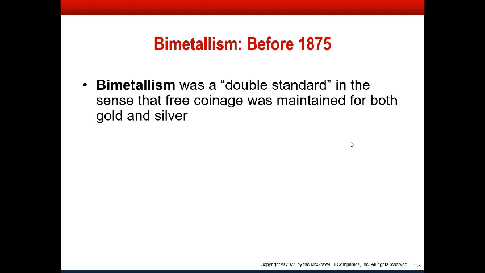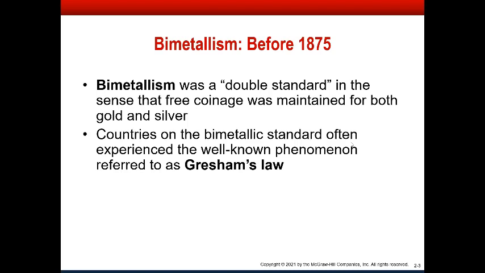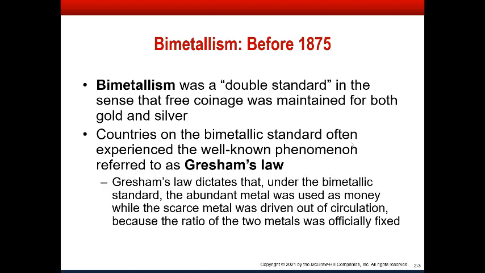Now there's a problem with bimetallism, and it's known as Gresham's law. Here's what the book says. Gresham's law dictates that under the bimetallic standard, the abundant metal was used as money while the scarce metal was driven out of circulation, because the ratio of the two metals was officially fixed.